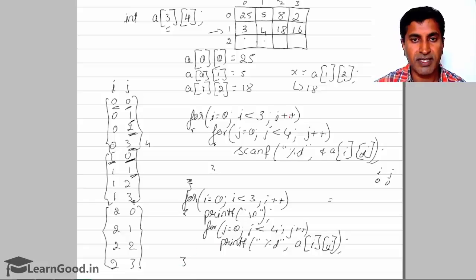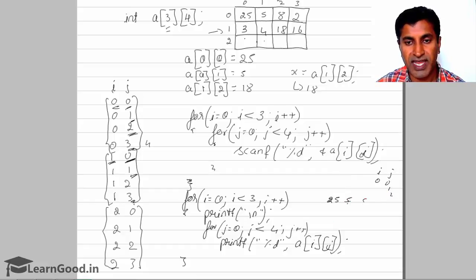So 0 comma 0 is nothing but 25, so here 25 has been displayed, and then the cursor gets shifted to the next place. Again go back, j plus plus, j is going to be 1, so 1 is less than 4, true, and then again array of i comma j, that is 0 comma 1, and 0 comma 1 value is nothing but 5 here. When j value is 2, 0 comma 2, that is 8, then 0 comma 3, that is nothing but 2 is displayed. And then when j value becomes 4, 4 is less than 4, the condition is false, comes out.